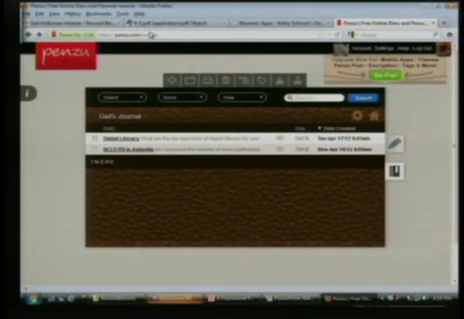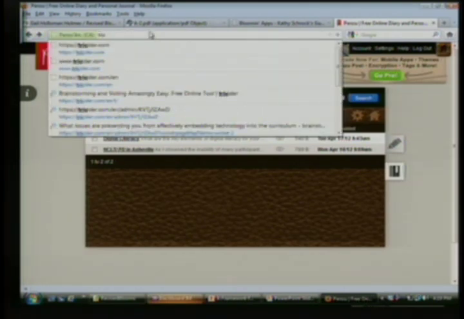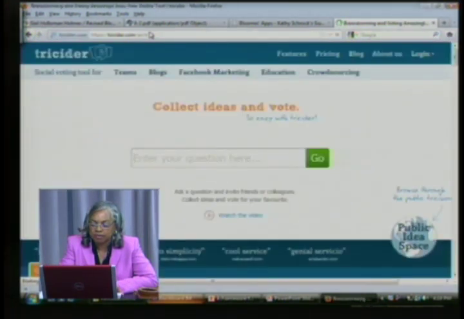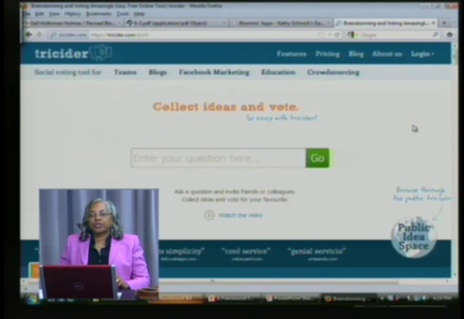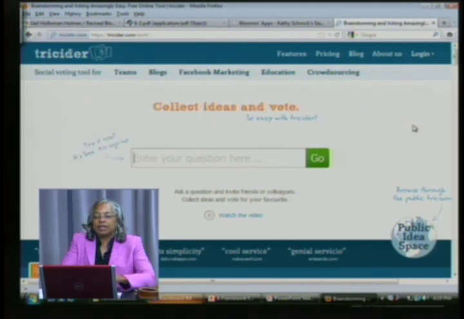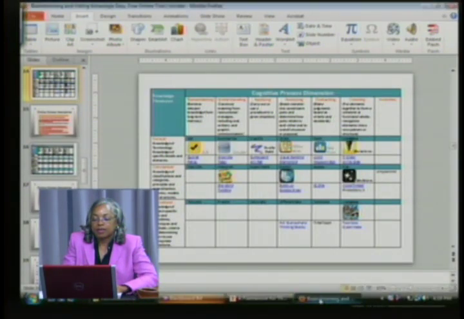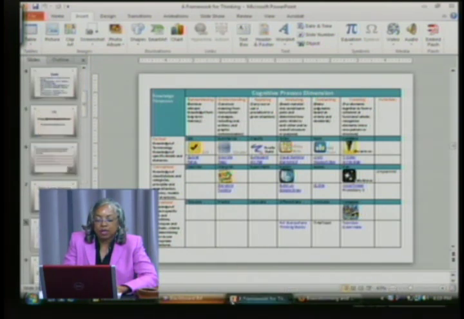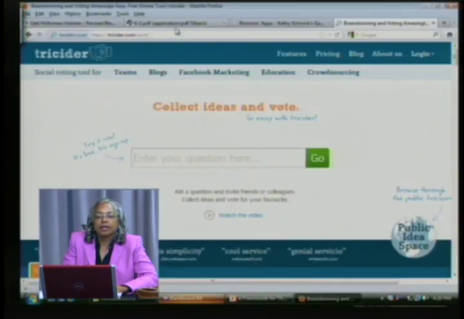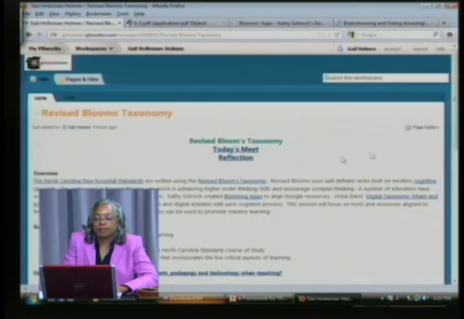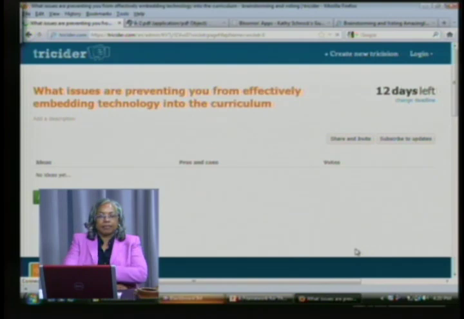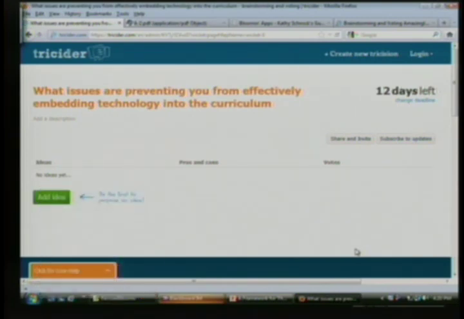Another tool that I've used that I think would be excellent is called TriCiter. The neat thing about this tool is students do not have to register to use it. It allows you to collaborate on it, brainstorm on it. So let's say that I wanted you, and I've created one for you guys, to share an idea with me. I'm going to go to the wiki for a moment. This is TriCiter. I can post a question, and I know you may not be able to read it, but I'm going to explain how it works.